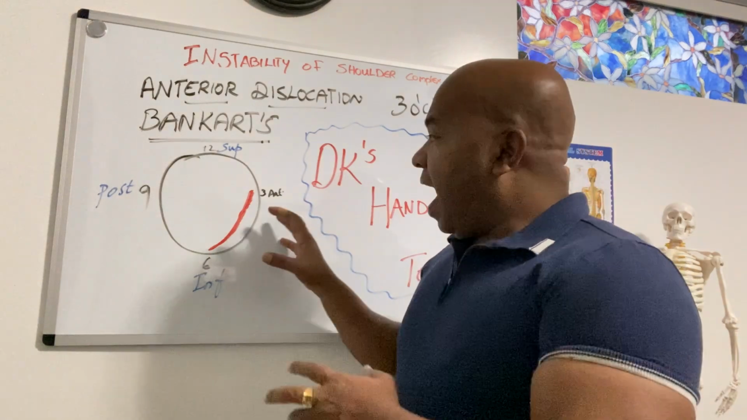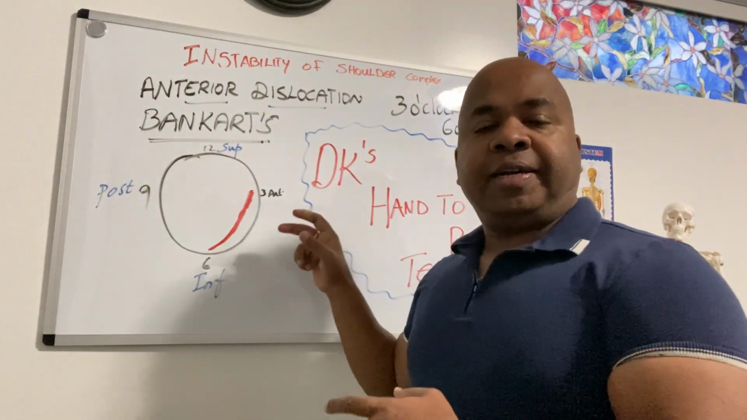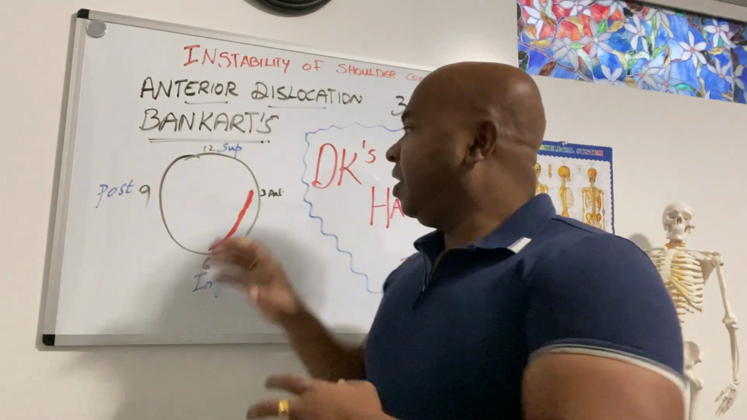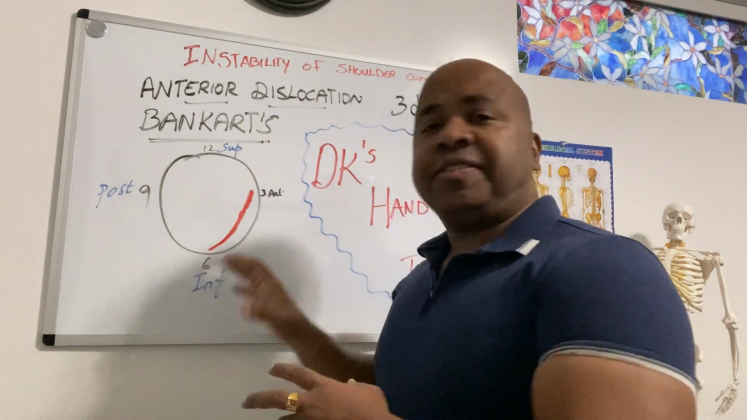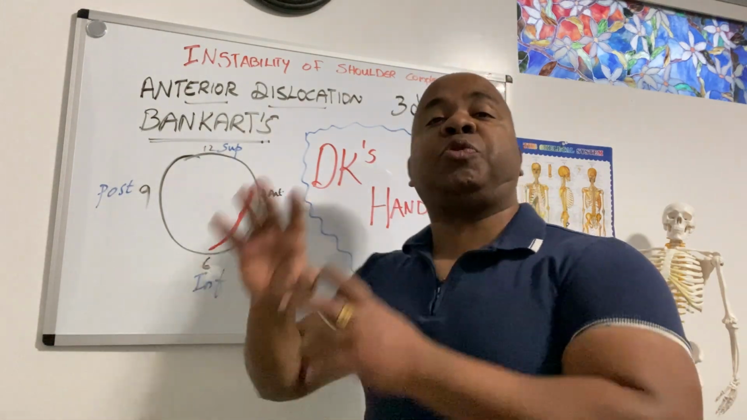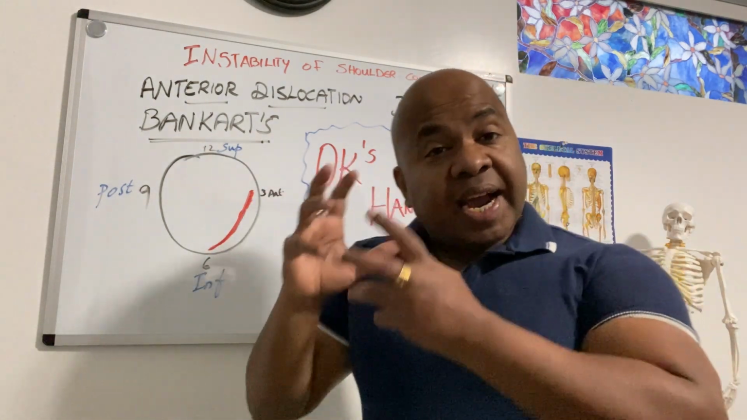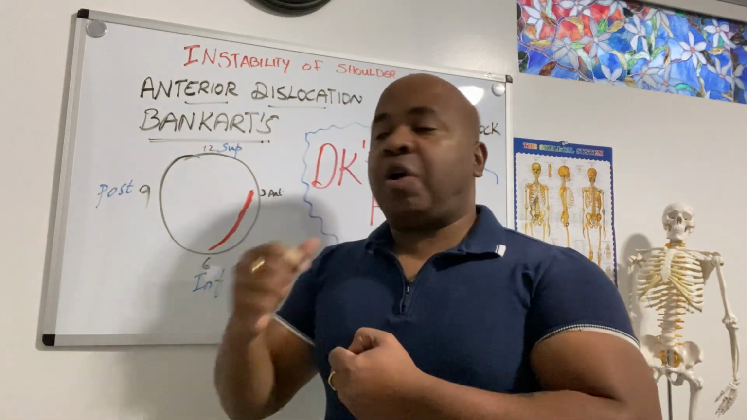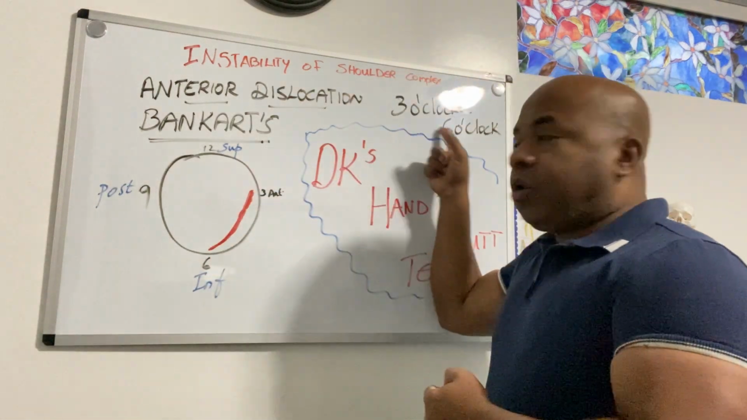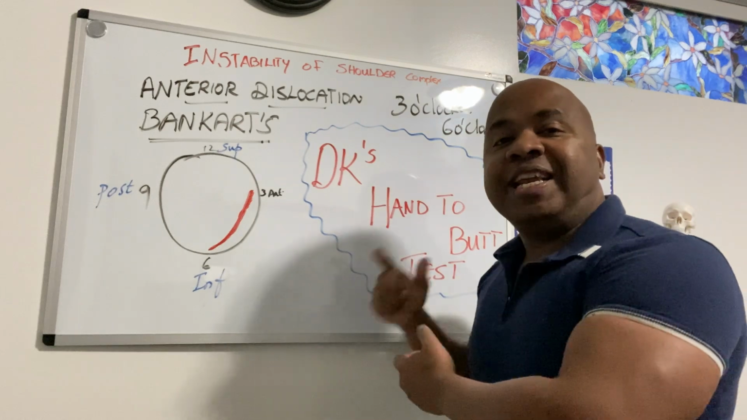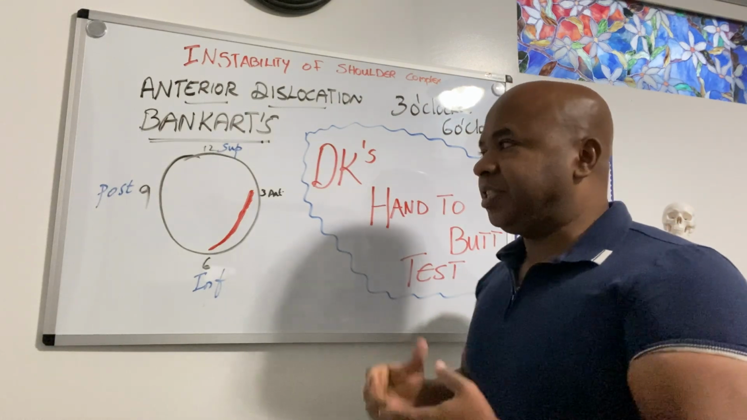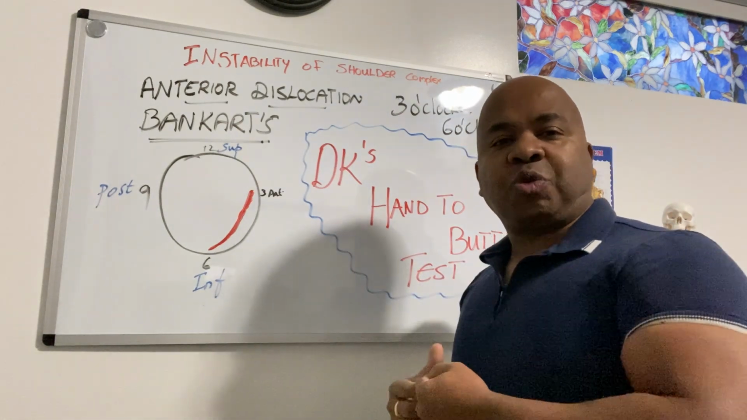So, I made a diagram for Bankart's lesion. This is my diagram, and I consider this diagram the best diagram to remember. Bankart's lesion is also known as the 3 o'clock to 6 o'clock lesion. Why is it called the 3 o'clock to 6 o'clock lesion?